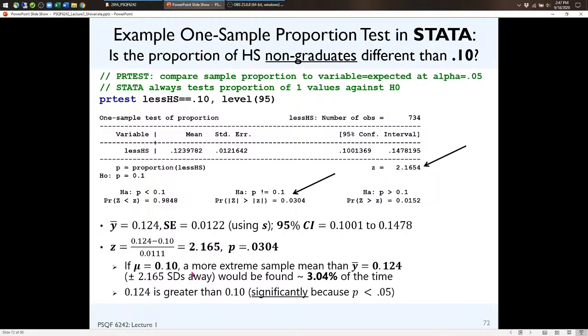And so then here's the same information given again. We would conclude that our sample proportion of 0.12 is significantly higher than the expected proportion of 0.10. If we wanted to phrase our hypothesis from the opposite direction, so rather than testing whether the proportion of non-graduates is different than 0.10, we could also test whether the proportion of graduates is different than 0.90.